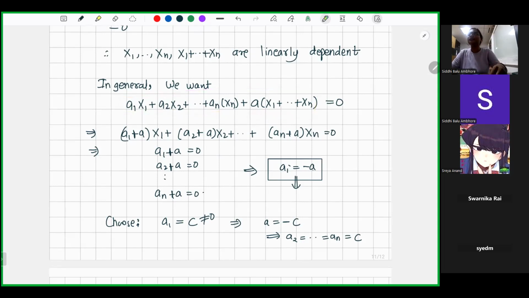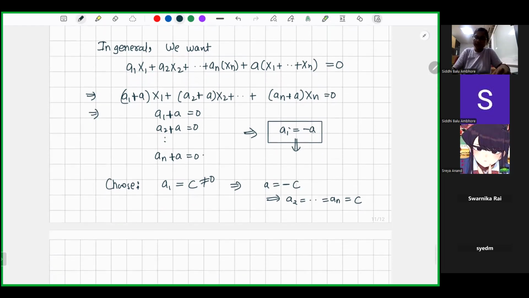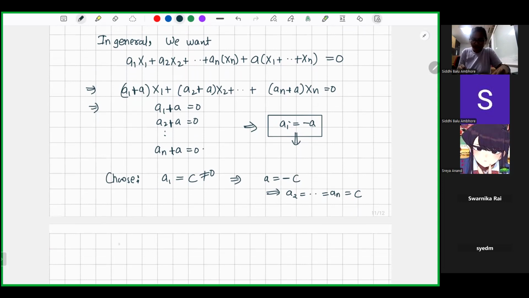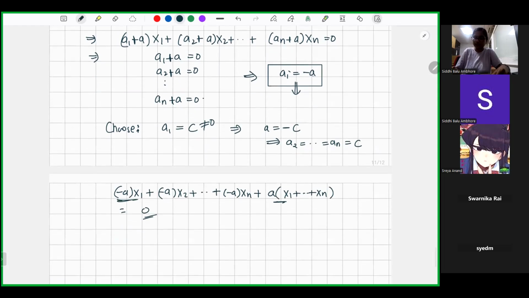Is that okay? Any doubt? Yes, sir. Up to here it is clear that ai is basically becoming minus a. How did we conclude after that? Once ai becomes minus a, then this is minus a x1 plus minus a x2, so on, plus minus a xn, plus a times the sum, whatever a we are choosing. Then this is 0, because this minus xi is getting cancelled with each of these.